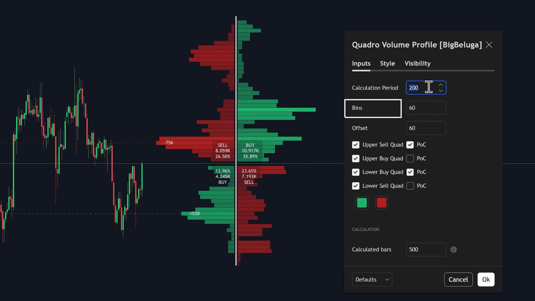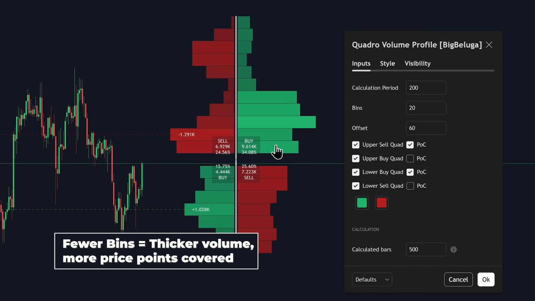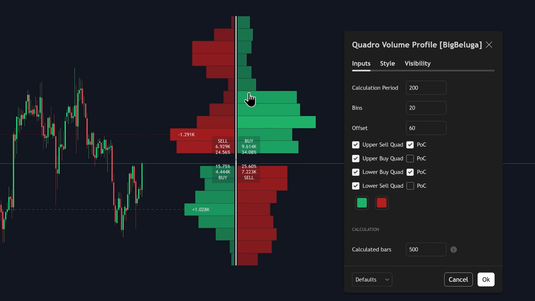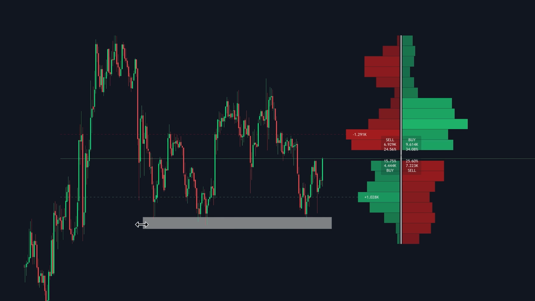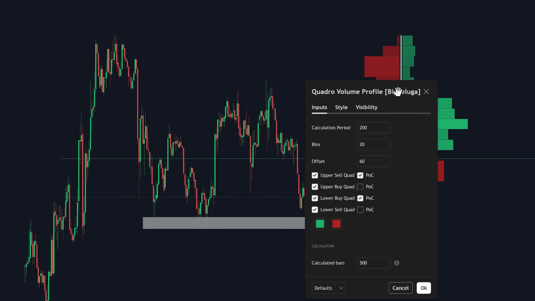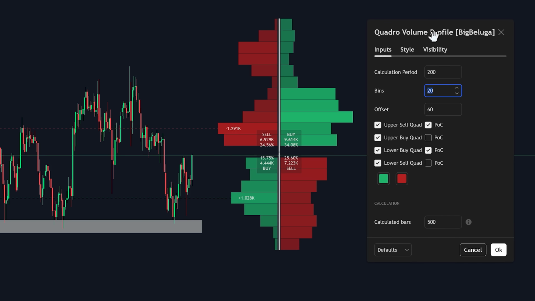Next, we have the bins. This controls the resolution of the volume distribution and how the volume is stacked horizontally. Fewer bins means each volume bar is going to be thicker, covering more price points. Now, with volume, as you may know, we usually don't want to target a single price point like 100,000. We treat it as a zone, the same way you would draw a support or resistance area with a thick horizontal region that spans multiple prices. The smaller the number here, the more price points it's going to cover, which, at least for me, makes the analysis more useful. But don't go too low.